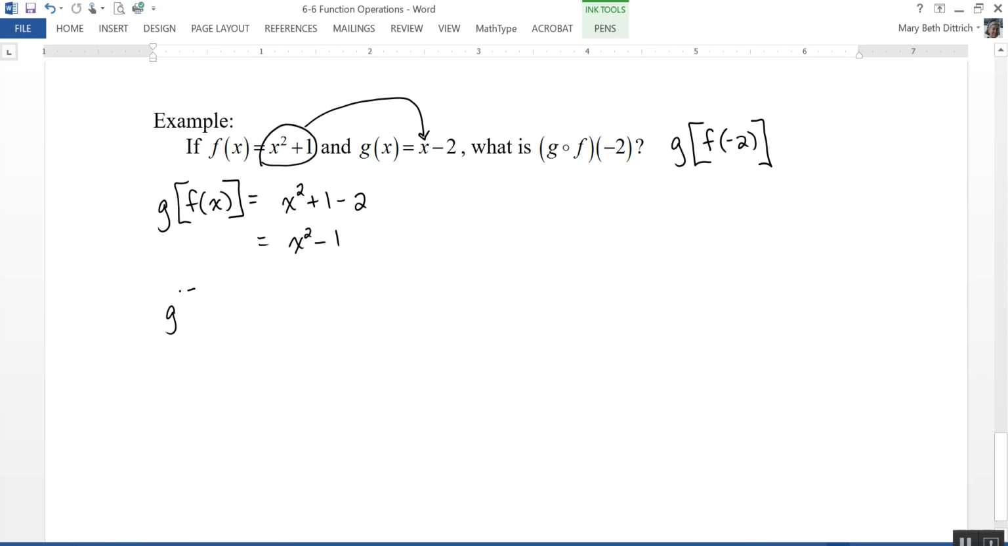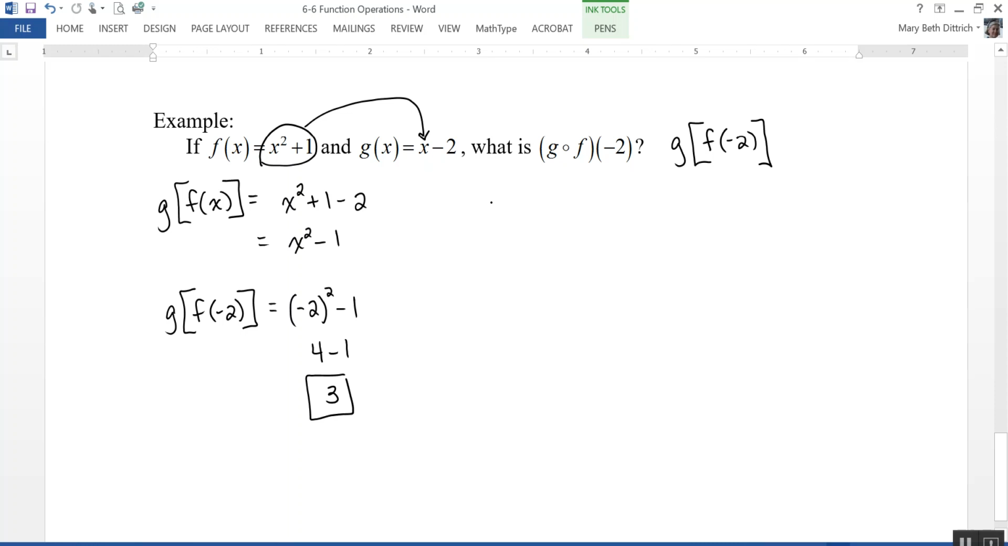Now if I want to evaluate g of f of negative 2, I'm going to use that function rule and put in negative 2 for x. So that's going to give me negative 2 squared minus 1, which gives me 4 minus 1, or my final answer is 3. So that's one way to do this problem.